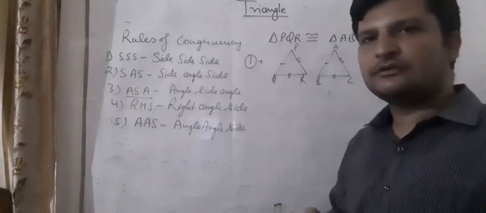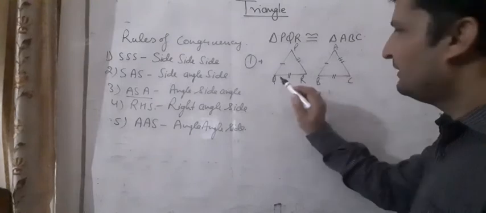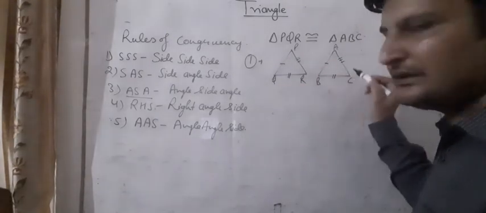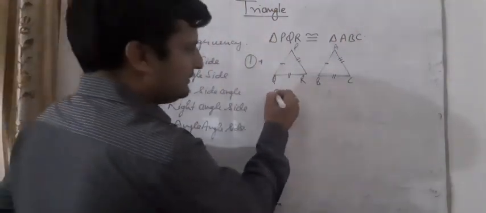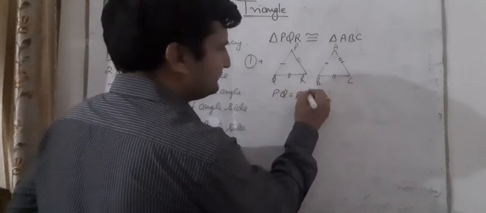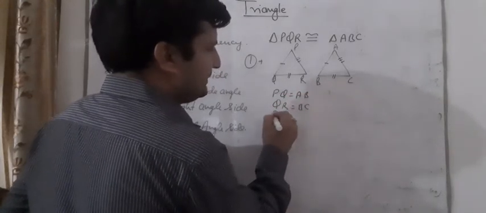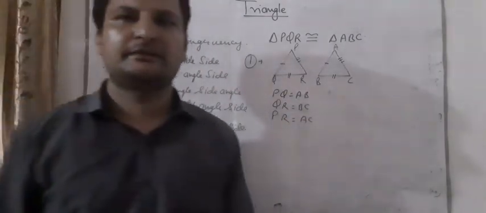Why am I saying corresponding sides? It means PQ corresponds to AB, QR corresponds to BC, and PR corresponds to AC. So, students, what will we do? We will write it like this: PQ is equal to AB, QR is equal to BC, and PR is equal to AC. It means these three sides are equal.